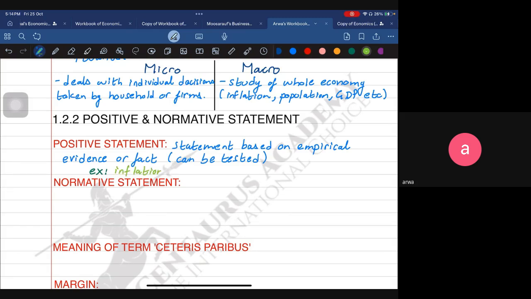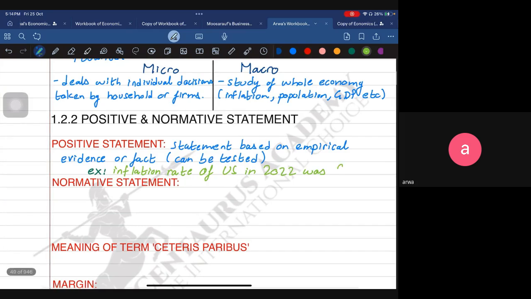For example, the inflation rate of the US in 2022 was, okay, so if we write the exact figure of the US in 2022, 8.3%. Okay, sir. So what is this?